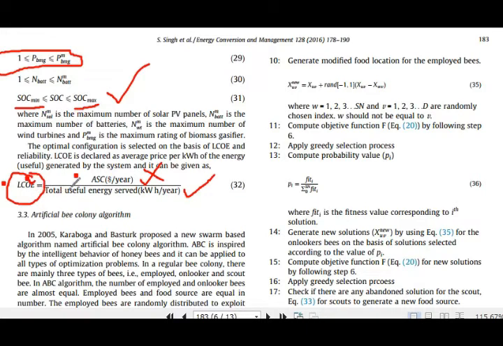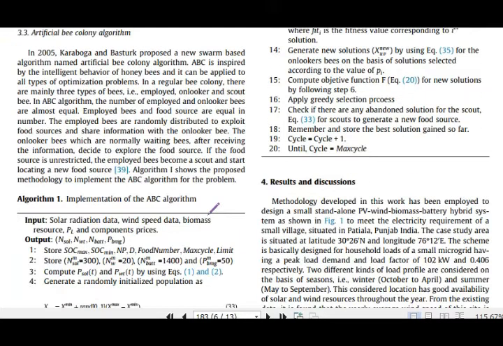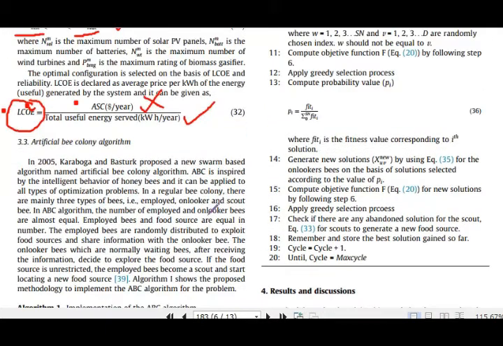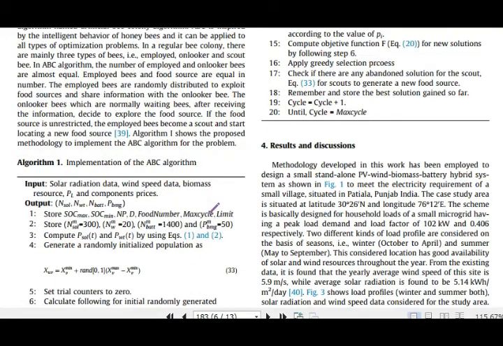And finally, as I already discussed, the levelized cost of energy can be calculated as the annualized system cost divided by the total energy served. Here the artificial bee colony algorithm is discussed. We will discuss it later on, and we will also discuss PSO, GA and so on in a series of lectures.